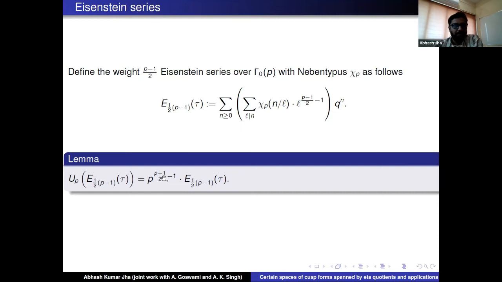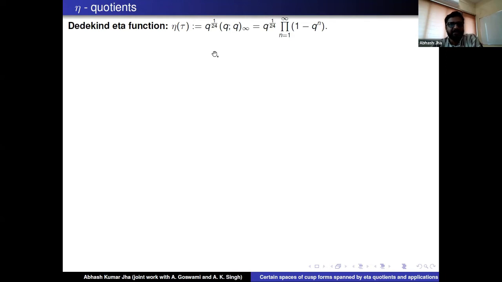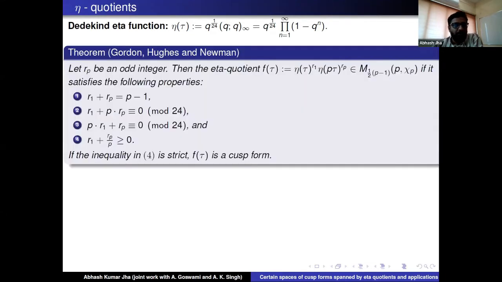Okay. So now another thing which I need is the eta quotient, which appeared in the title. First, let me define the Dedekind eta function. It is defined by q to the power 1/24 times the product over (1 minus q^n), and it satisfies a very nice transformation property with respect to SL2(Z). So it transforms like a modular form of weight half. Now this is a very general result, but I'm just stating it in the very special case which I need. This is a result of Gordon, Hughes, and Newman, and they classify when an eta product or quotient is going to be a modular form.